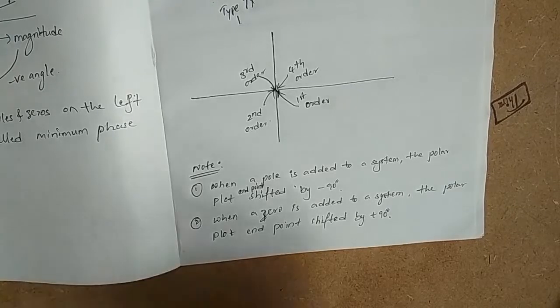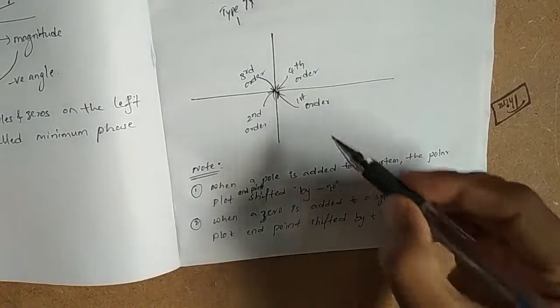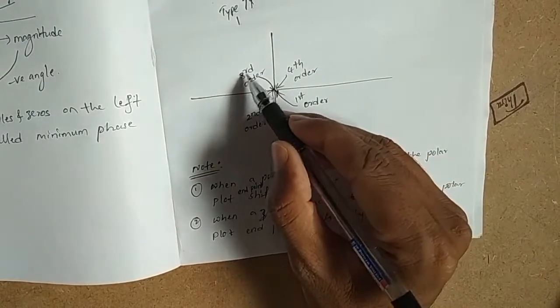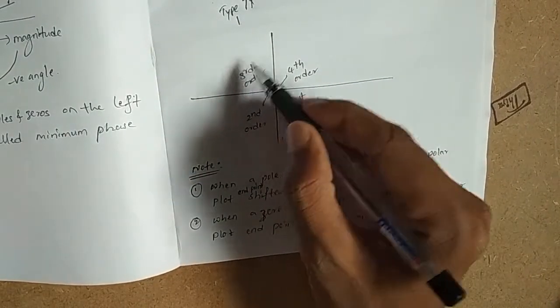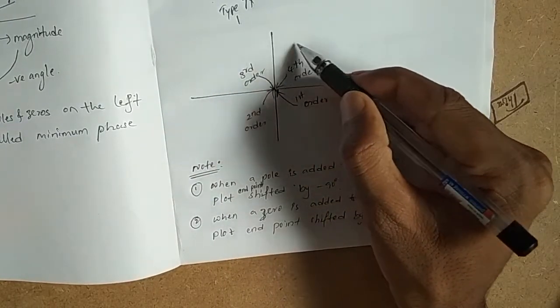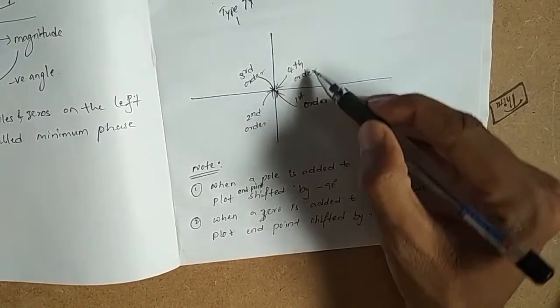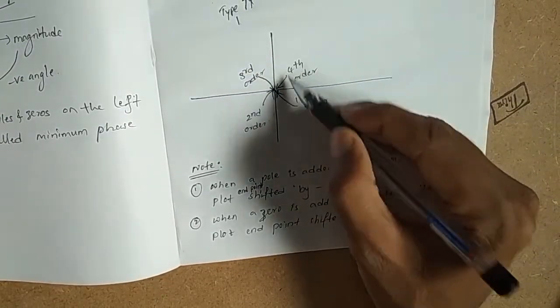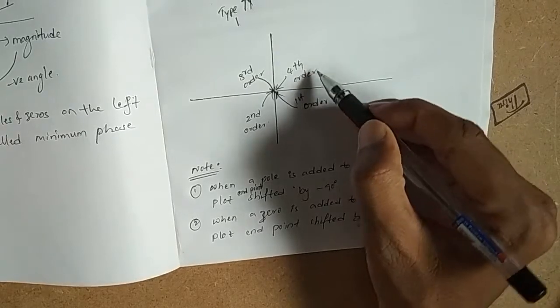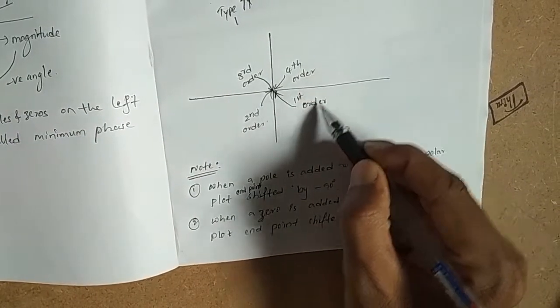Pole means the order of the system is increased. If for a third order system we add a pole, then it becomes a fourth order system. Then the polar plot end point shifts by -90 degrees, that is in the clockwise direction. If for a fourth order system we add one pole, it becomes a fifth order system, and the end point shifts towards this.